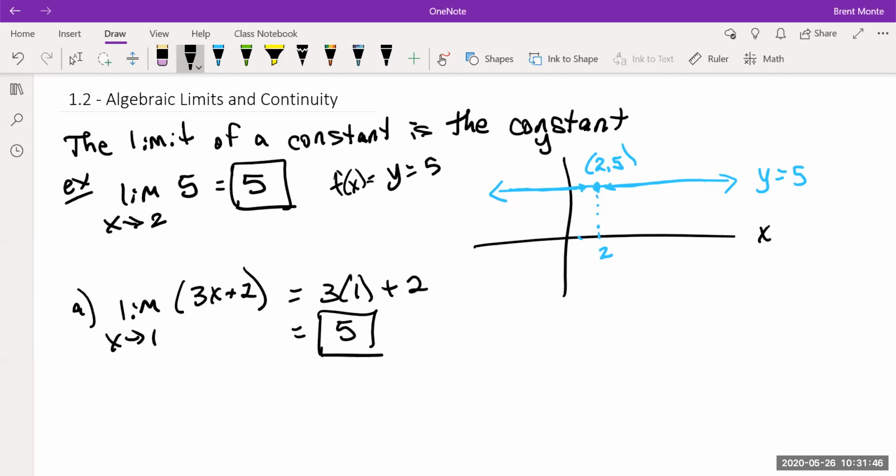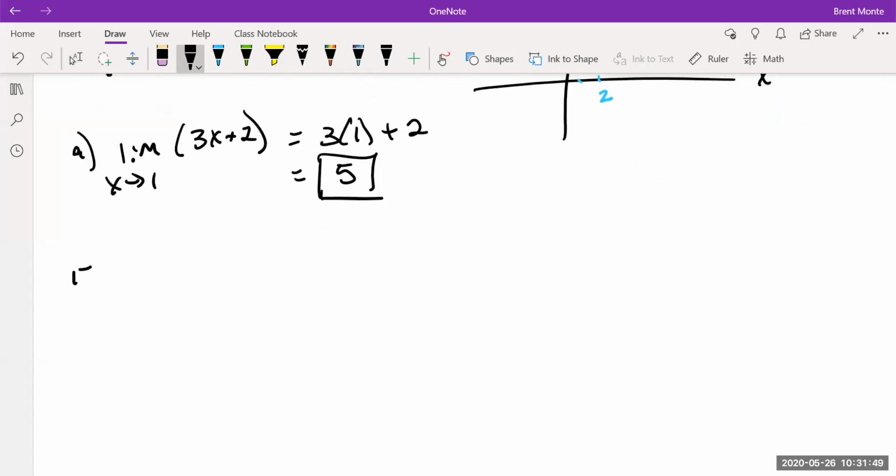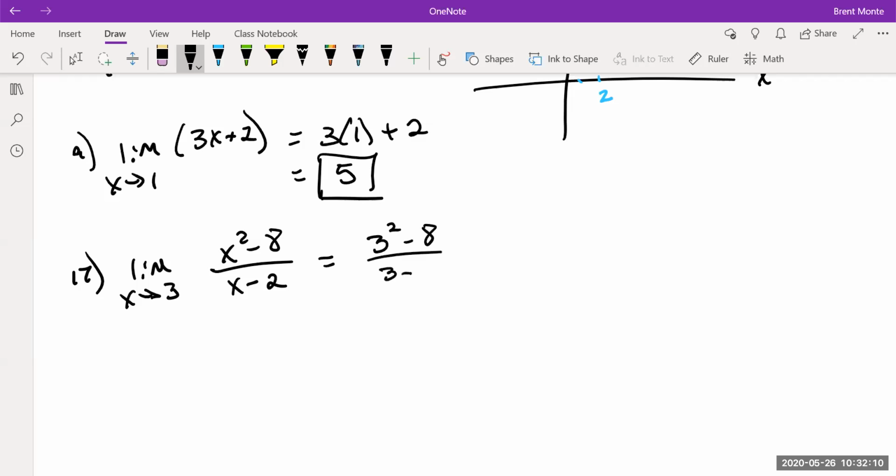So if you plug it in and you get a real number, that real number is your limit. That seemed a little too quick and straightforward. Let's look at problem 17. It says find the limit as x approaches 3 of x squared minus 8 divided by x minus 2. You know what we do here? We plug in the 3 wherever there's an x. So I'm plugging in 3 squared minus 8 over 3 minus 2. Well, 9 minus 8 over 1 is just 1 over 1. It's 1.